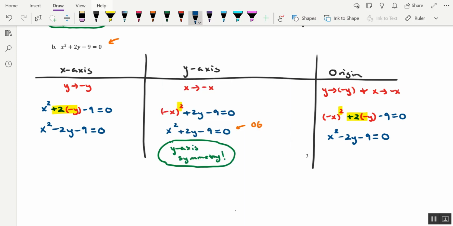Sorry. So it looks like the only type of symmetry this equation has is y-axis symmetry. Alright, and there it is.